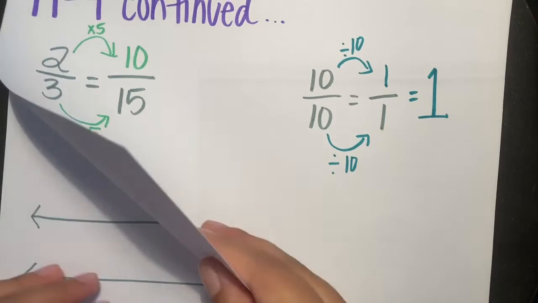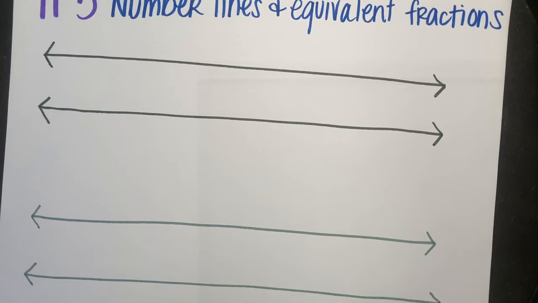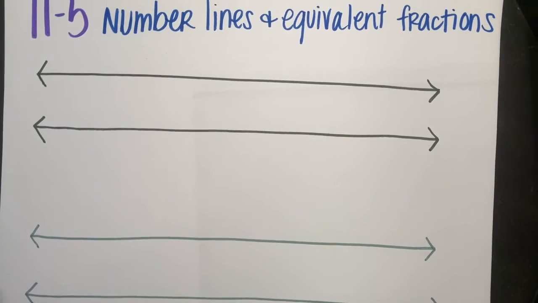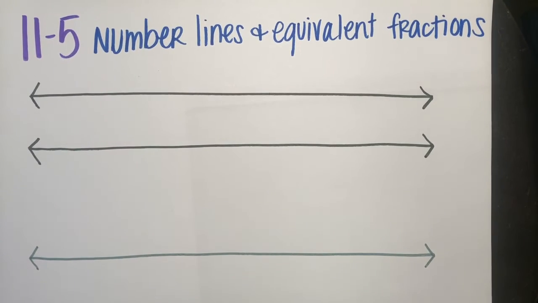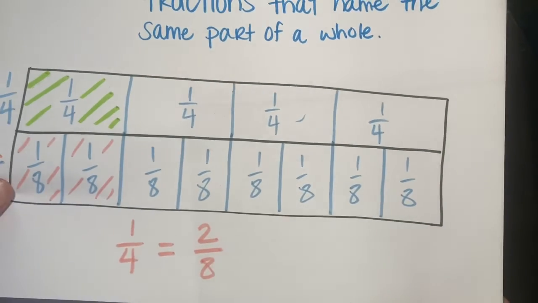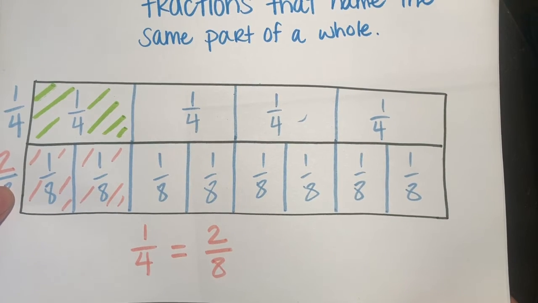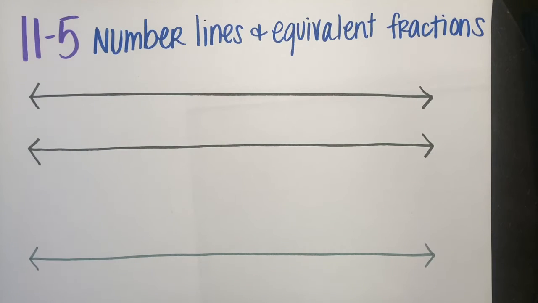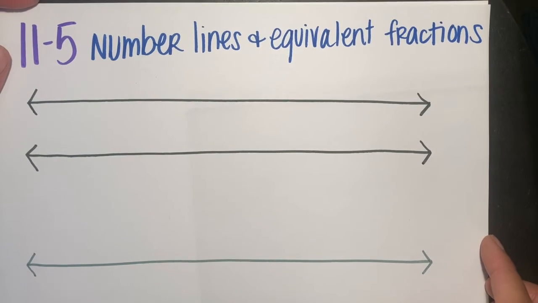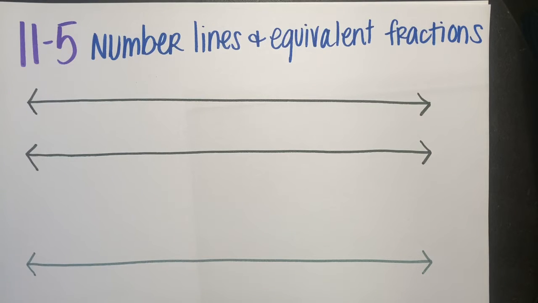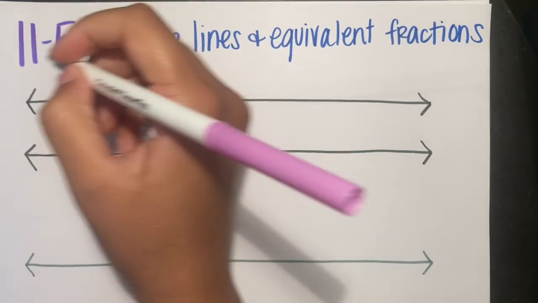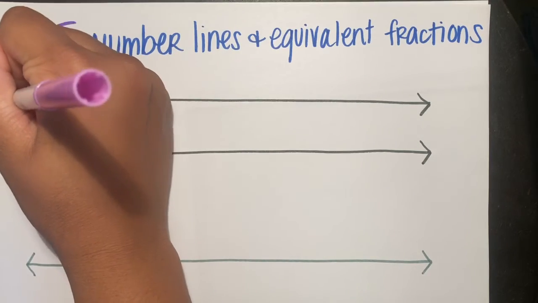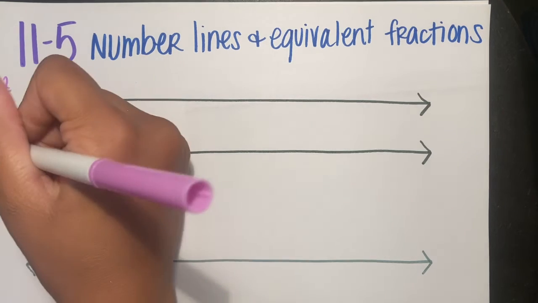All right, and our last section for the day is going to be 11-5, which was about number lines and equivalent fractions. This is going to be using a very similar method to what we did here with our fraction strips, except for instead of fraction strips, we're going to do it on number lines. So, for our first number line, we are going to do 2/5. I'll write it off to the side here, and 4/10.